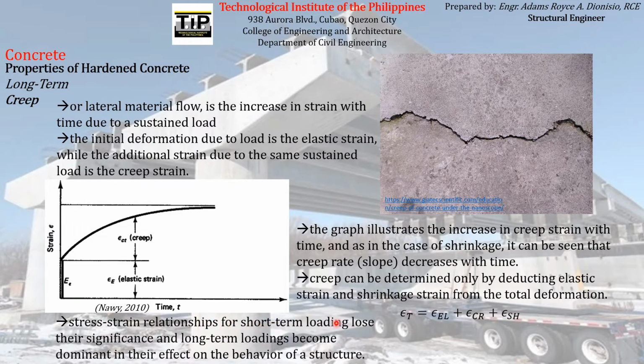Stress-strain relationships for short-term loading lose their significance and long-term loadings become dominant in their effect on the behavior of a structure. If you observe the magnitudes of these strains, you can see that the magnitude of the elastic strain, which is a short-term effect from the loading, is significantly small compared to these two strains coming from the long-term effect of loading. So meaning the short-term effects of loading are insignificant in comparison to the other strains being experienced by the material. The long-term effects are more important or significant than this short-term effect.